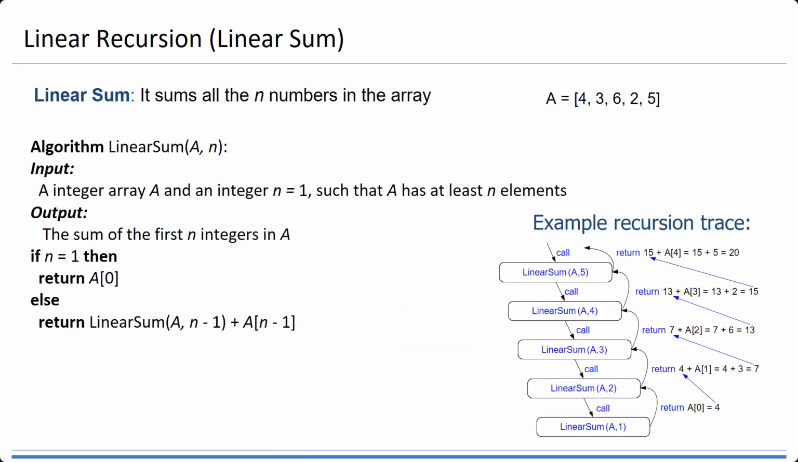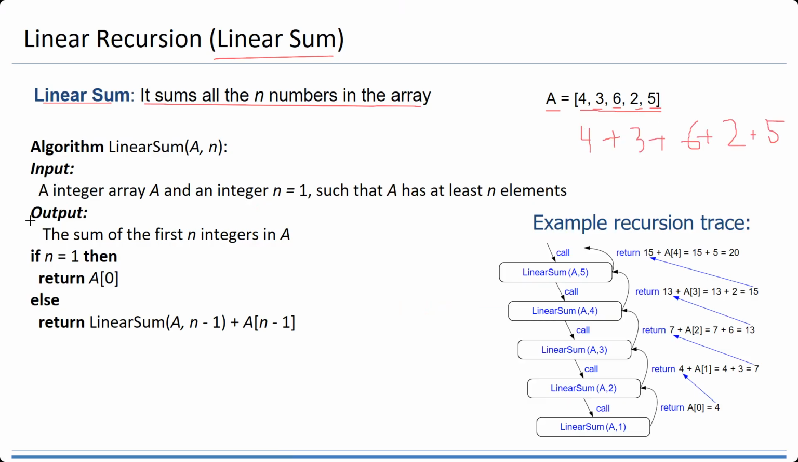Now let's take a look at this example. We have an algorithm, linear sum. The linear sum means I want to sum all the n numbers in the array. I have an array 4, 3, 6, 2, and 5. The linear sum means I want to sum all these numbers. So it means 4 plus 3 plus 6 plus 2 plus 5. Like this one.